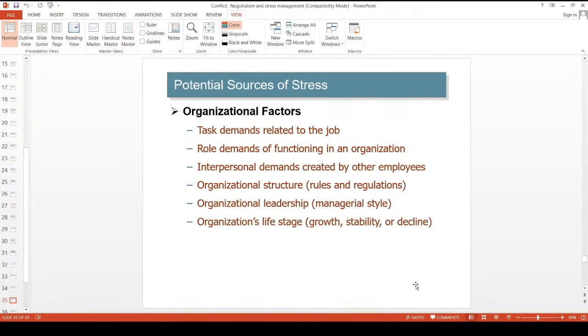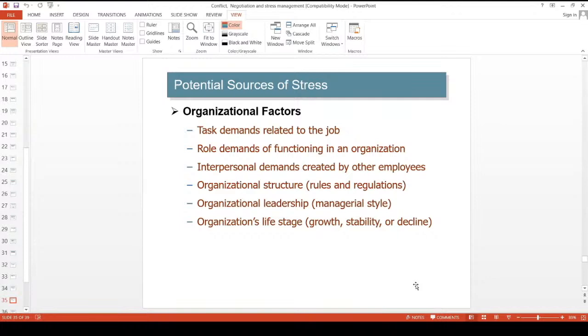There are some organizational factors like task demands related to the job. What are the demands? What are the goals to be achieved? These goals may be a source of stress. Role demands of functioning in an organization. What role you are playing in an organization? That role itself can be a cause of creating stress. Interpersonal demands created by other employees. Similarly, organizational structures, rules, policies, regulations, all these again create this sort of stress.